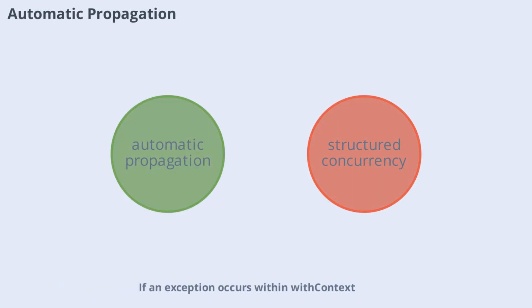If an exception occurs within withContext, it is thrown to the parent coroutine for handling. This automatic propagation ensures that errors are managed at the appropriate level, preventing silent failures and maintaining structured concurrency. It's a key feature for building reliable applications.